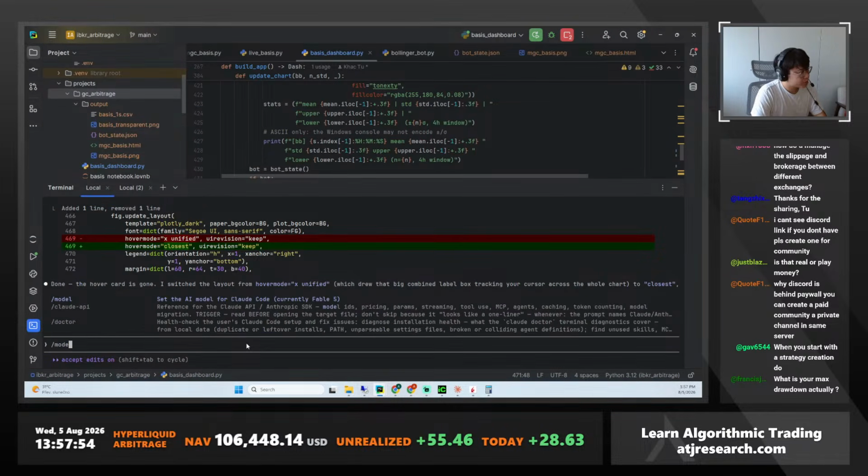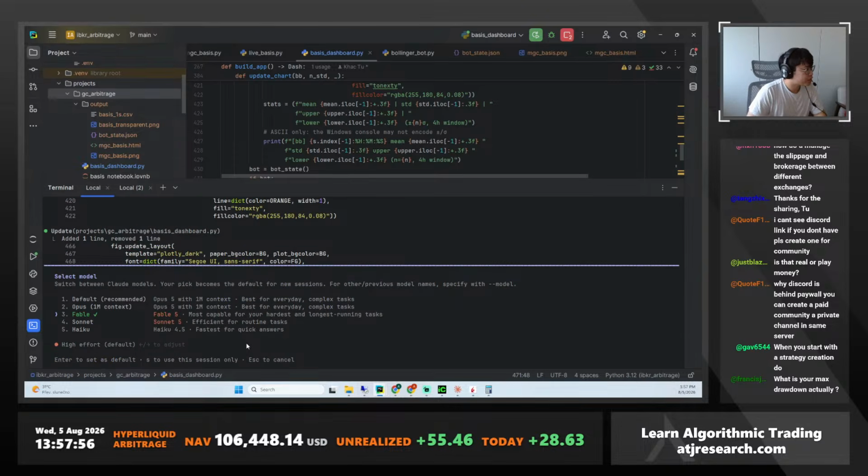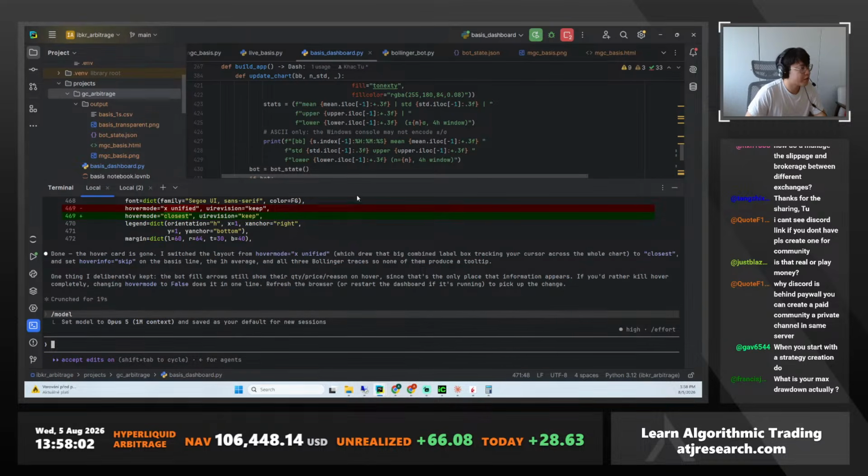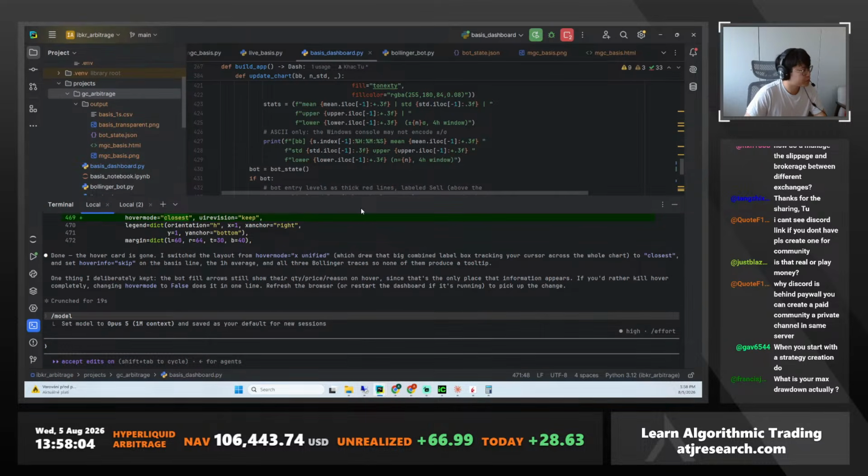Actually, let's proceed with the suggestion, and we can change to Opus 5. And let's see if we'll have better performance here.